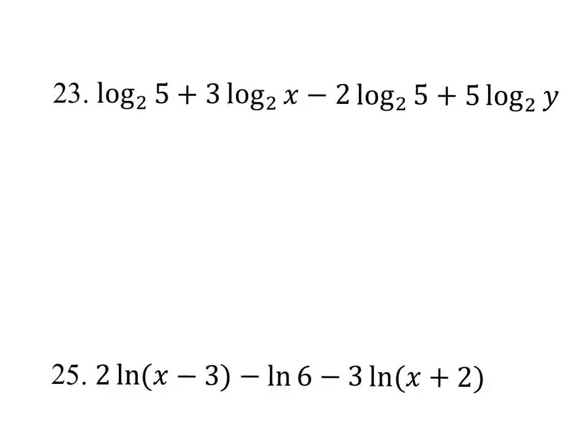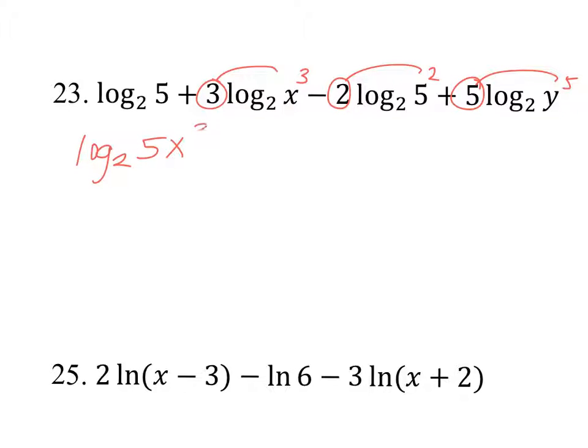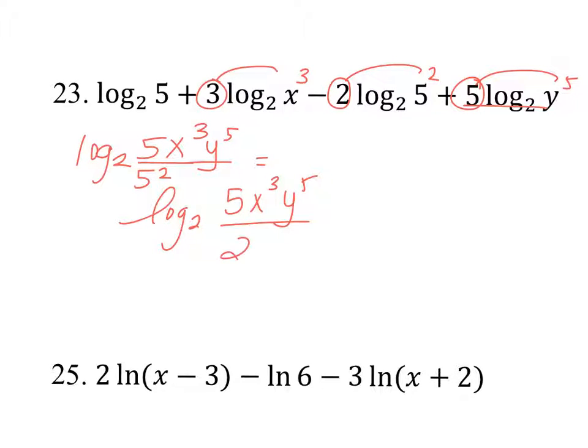If I look at number 23, this 3 becomes x cubed, this 2 becomes 5 squared, this 5 becomes y to the 5th. So I have log base 2 of 5 times x cubed divided by 5 squared multiplied by y to the 5th. So now I have log base 2 of 5x cubed y to the 5th over 25. So now I can simplify my coefficients. So now I have log base 2 of x cubed y to the 5th over 5.